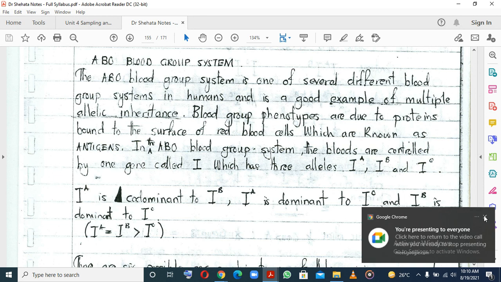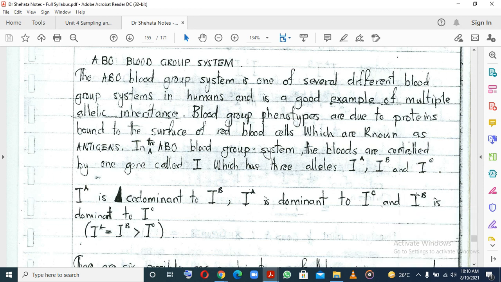So blood group phenotypes are due to proteins bound to the surface of red blood cells, which are known as antigens. Perhaps you may be wondering, how would we get to say that this blood group is A, this blood group is B? It's all because there are certain proteins which are bound on the surface of what? Of the red blood cells. And these are what we call the antigens.